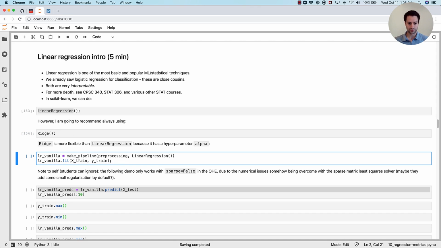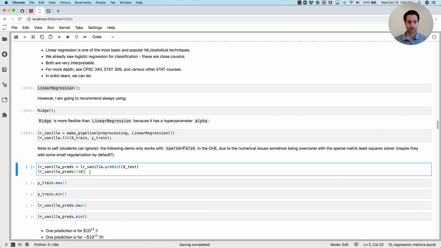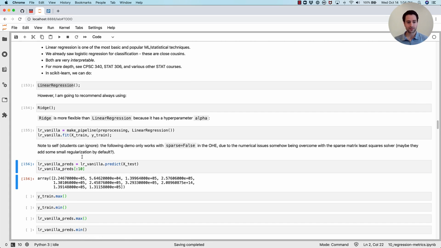To show what I mean by dangerous, I'm going to make one of these linear regressions and fit it on our training set. Some silly stuff happened in the actual class yesterday with this one-hot encoding; we'll just breeze past that. Now I'm going to make predictions on the test set, and these predictions look a little surprising: 10 to the 5, 10 to the 14.